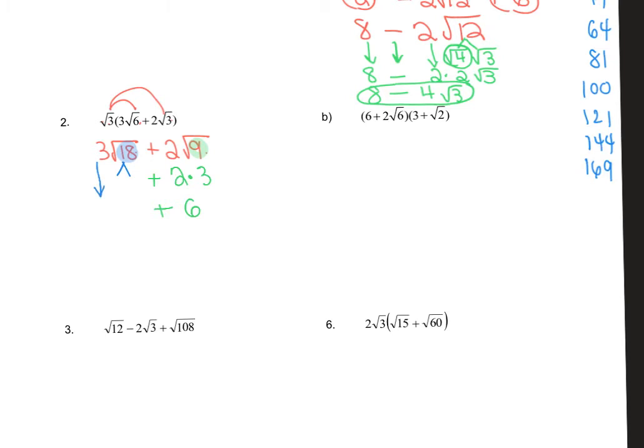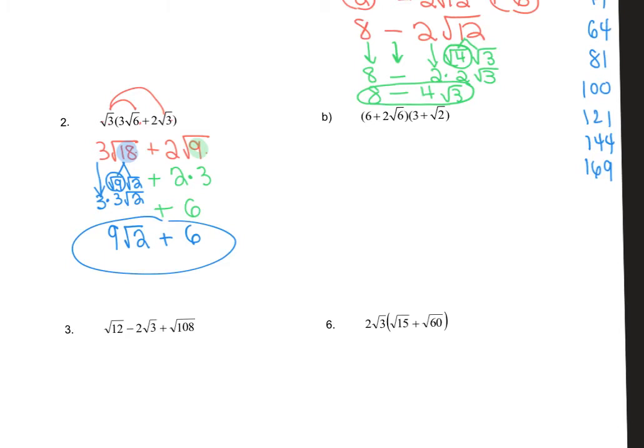I'm going to drag down the 3. This ends up being root 9 and root 2. That ends up being 3 root 2. But I have to bring down the 3, so that ends up being 9 root 2 plus the 6 from before. And that's my final answer because I cannot put those together.